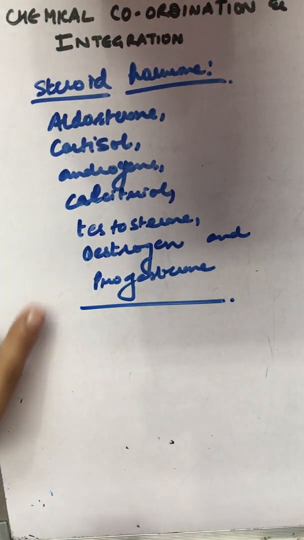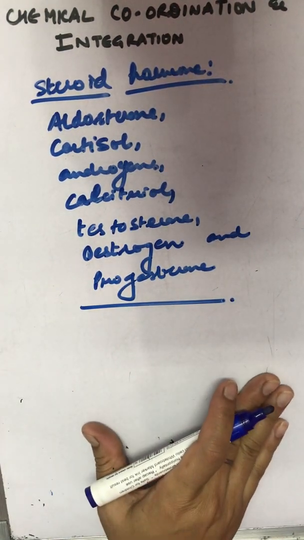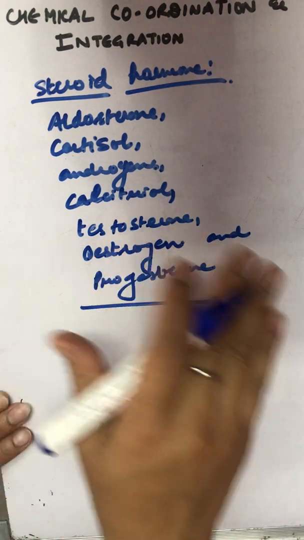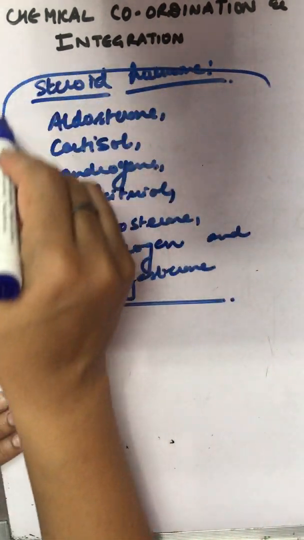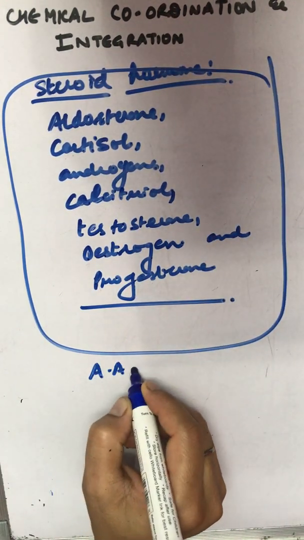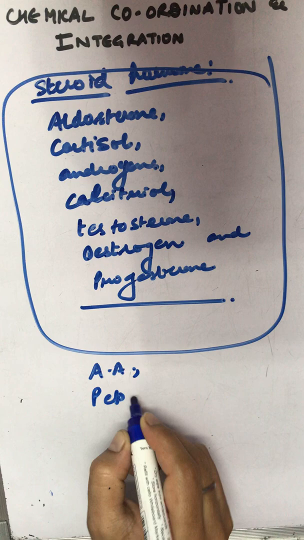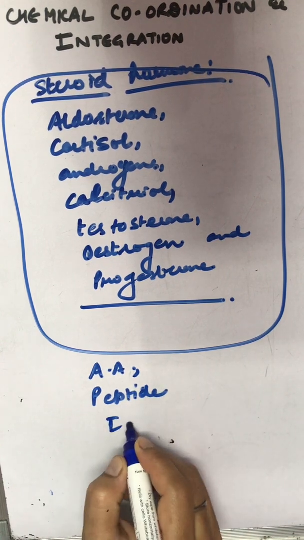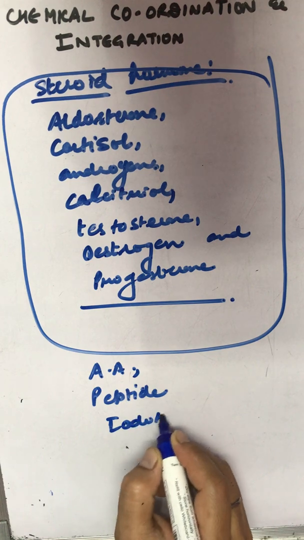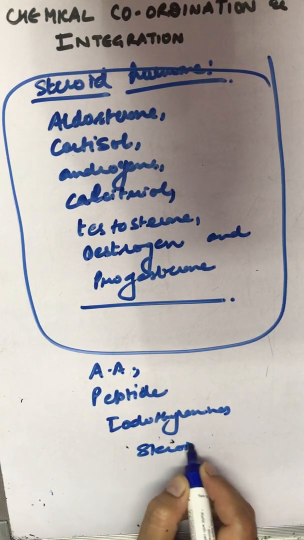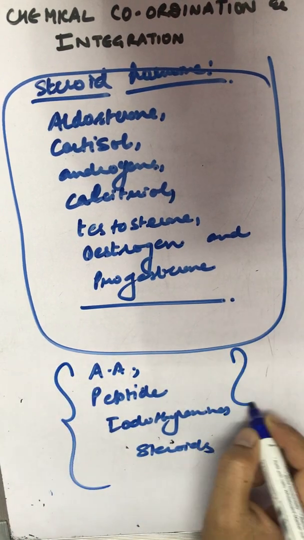Clear? So this is the hormonal nature based on the type of their chemical nature. That means the types of hormones. First one we did the amino acid derivatives. Then we did the peptide and the protein based. Then is iodothyronines, and the fourth one is the steroids. Clear?